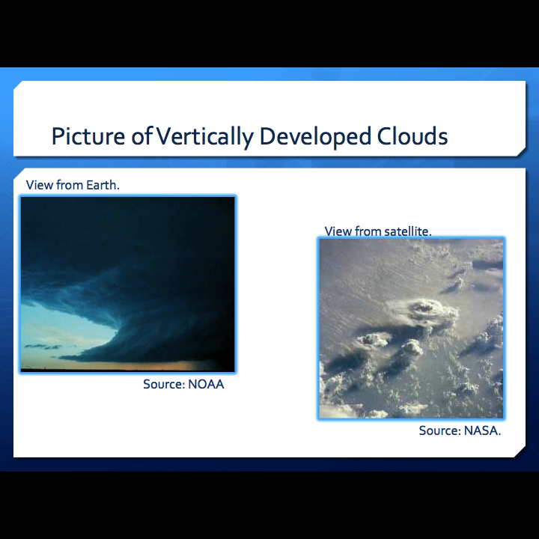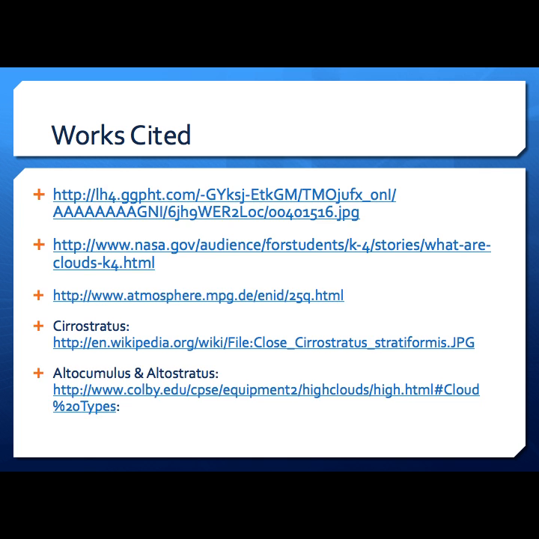And this first picture is one of the vertically developed clouds. They, as you can tell, are very tall and are at different levels. The lower ones are water and the top is ice crystals. And then here's a picture of the clouds from space, and you can see how they are coming through the stratosphere.